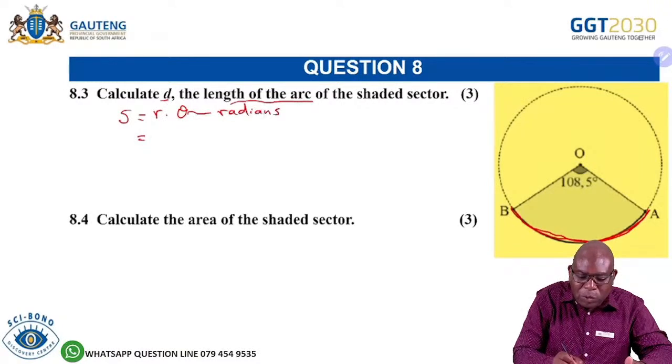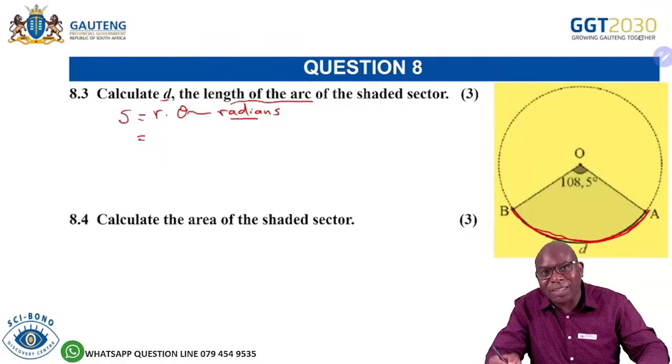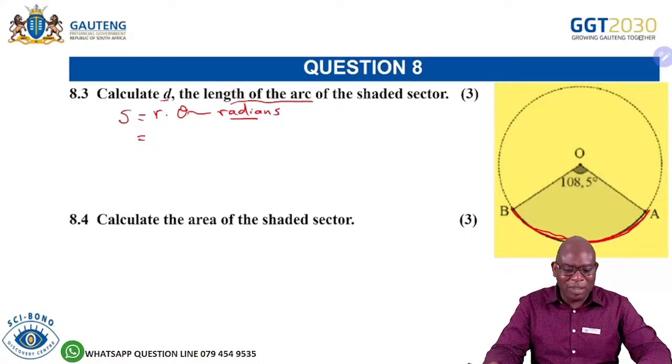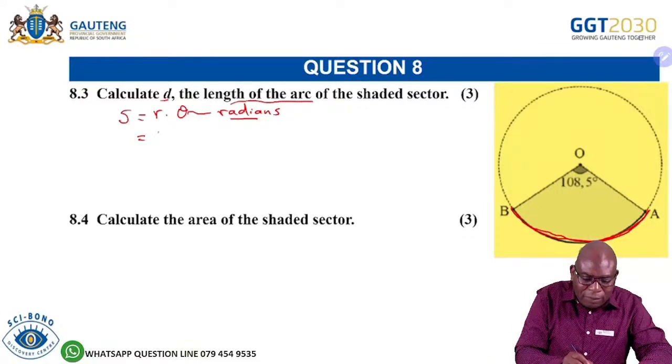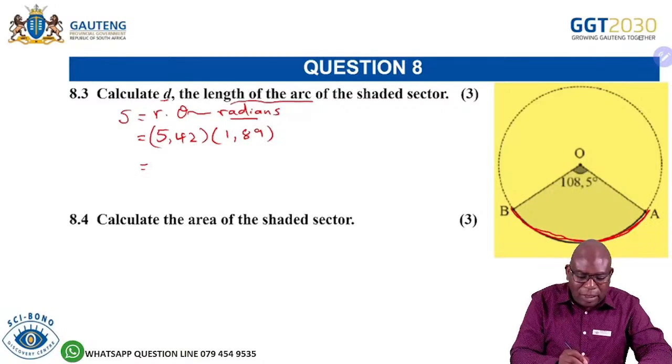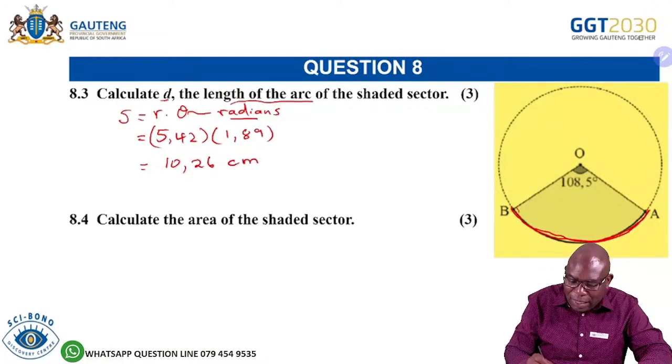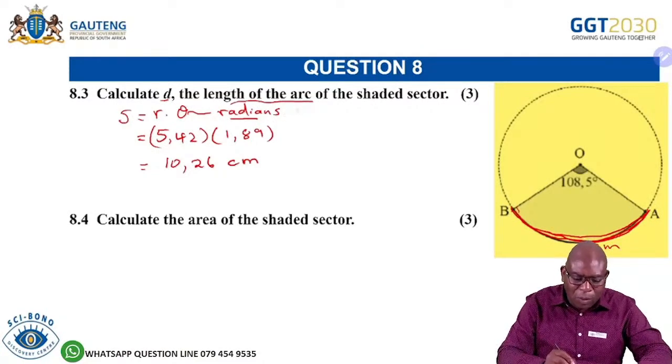Do you still remember the first question? They said change to radians. So already you have answers. The radius you already got in the second part of the question. So you'll have 5.42 multiplied by 1.89, and then I get 10.26. And that is centimeters because it is the arc length. The 3 marks: 1 mark for the formula, 1 mark for substitution, 1 mark for the final answer.